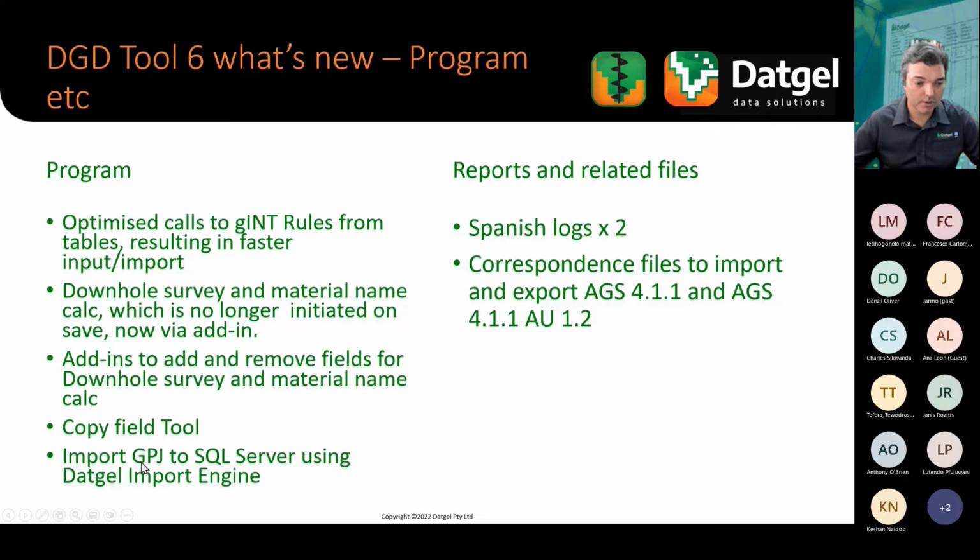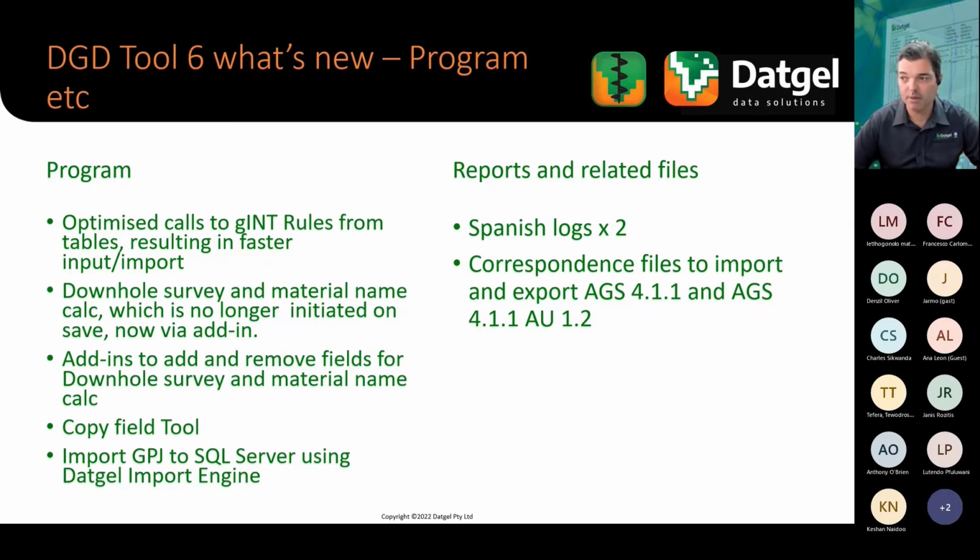We also improved a tool to import Access databases into SQL Server using Datgel's import engine. Those of you who are used to using the CPT tool with SQL Server would know that the Datgel import engine takes a second to do what gINT takes half an hour to do. I don't understand why it's so slow, but it is. And so we've significantly improved the speed of importing Access databases into the system as well.